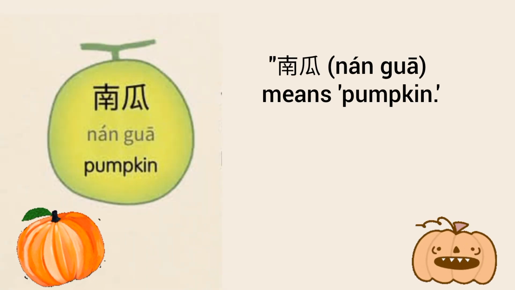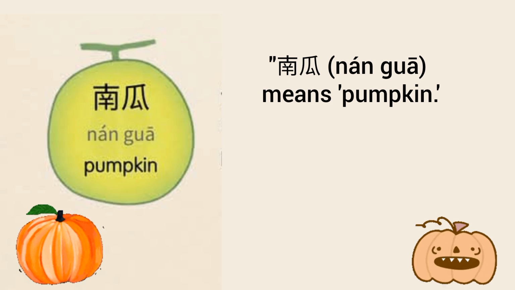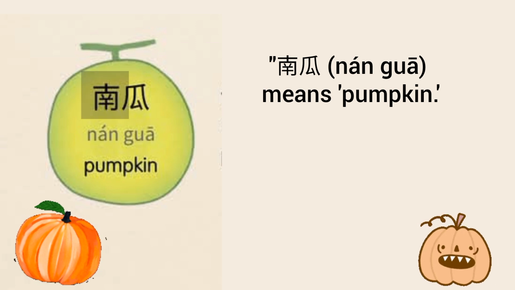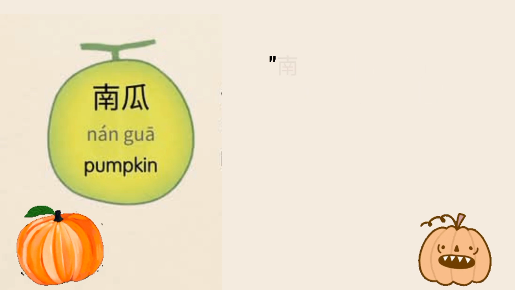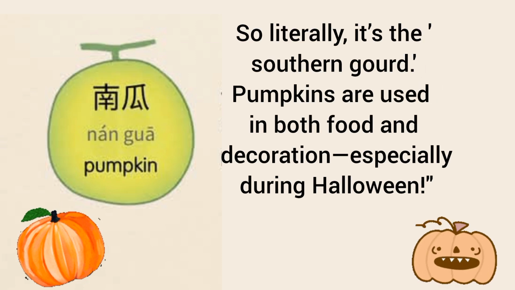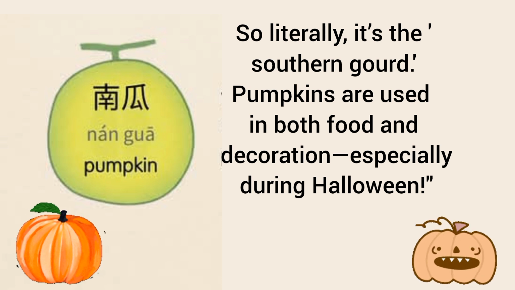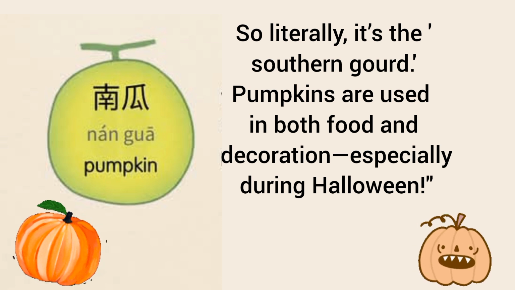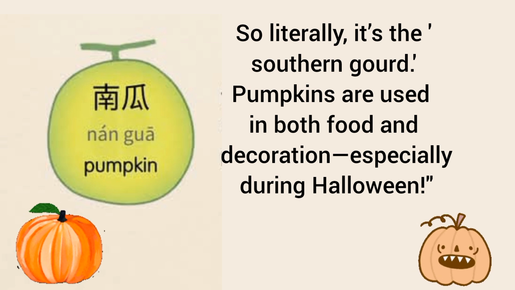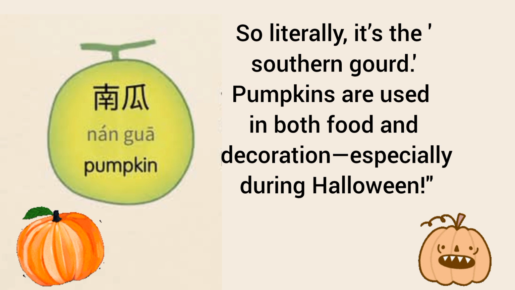Next vocabulary that we have is pumpkin, which in Chinese is pronounced 南瓜. So literally, it's the southern gourd. Pumpkins are used in both food and decoration, especially during Halloween. Hope you find it easy and learn it soon. Let's explain it in detail.